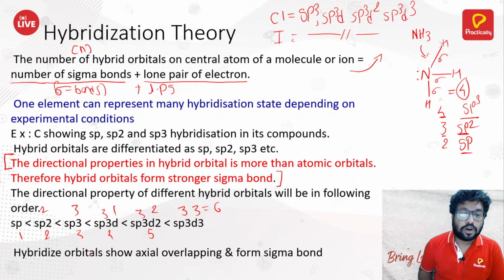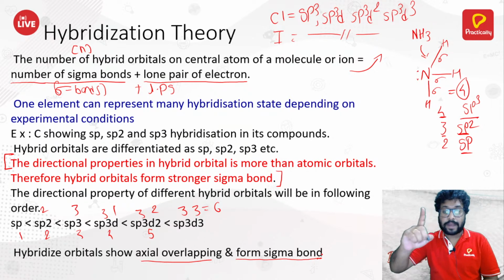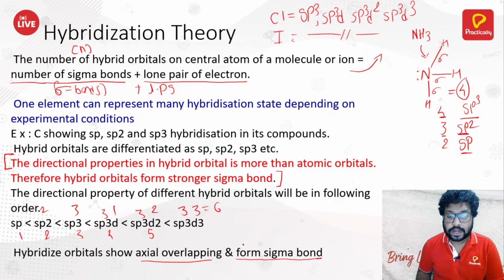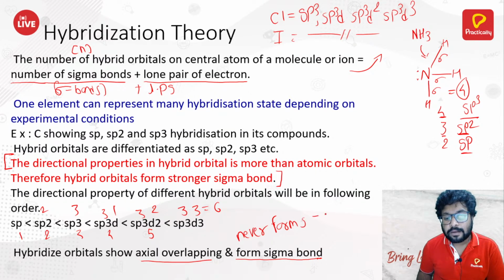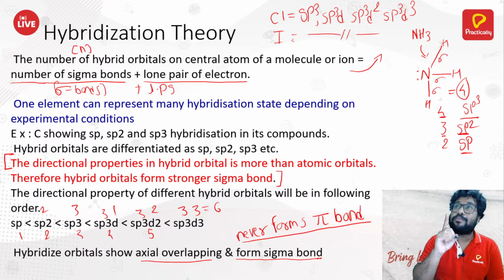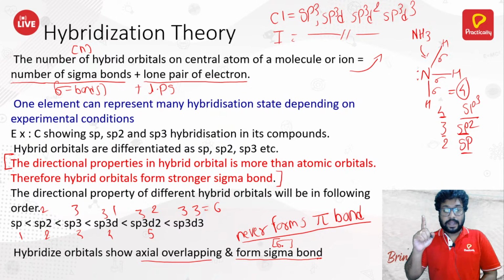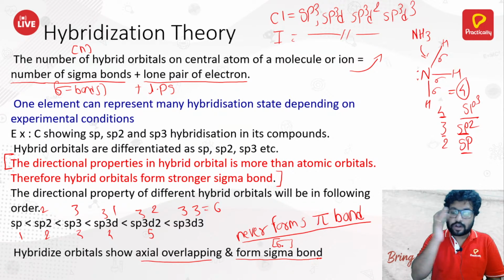Hybridized orbitals show axial overlapping and form sigma bond. What is my point? Hybridized orbitals show axial overlapping and form sigma bond. That means hybridized orbitals never form a pi bond. It always forms a sigma bond. Remember this point and mark this point. Hybridized orbitals always form sigma bond. They do not form a pi bond.